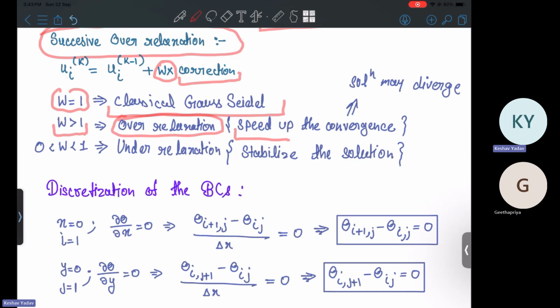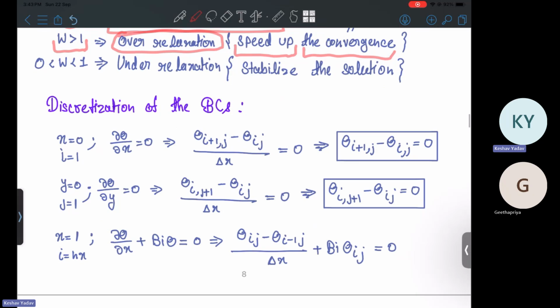It is used to speed up the convergence process, but sometimes it may happen that the solution may diverge. This we have already discussed in an earlier week. Similarly, to stabilize the solution, we can use w between 0 and 1. This is known as the under relaxation factor. Generally, the commercial software that are available use the Gauss-Seidel method with under relaxation.